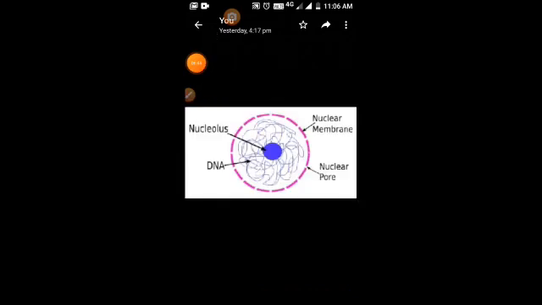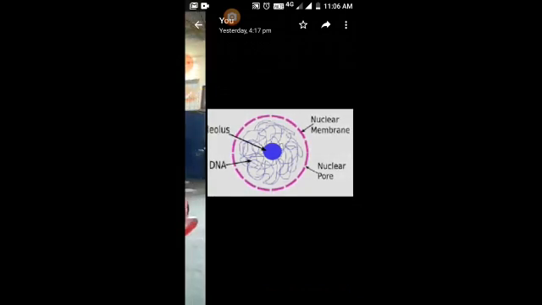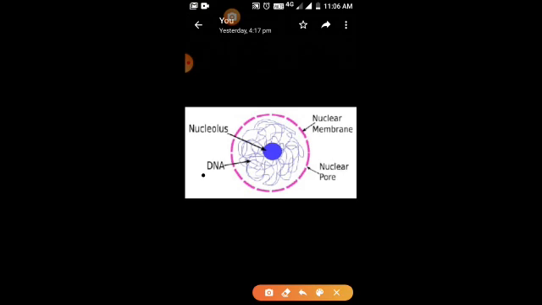Now this is the structure of a nucleus. What is inside the nucleus? You have the DNA strand, then you have the nucleolus, the condensed part of the nucleus, right? It has nuclear pores, which are important for migration of different important particles that are formed inside. Then the nuclear membrane.